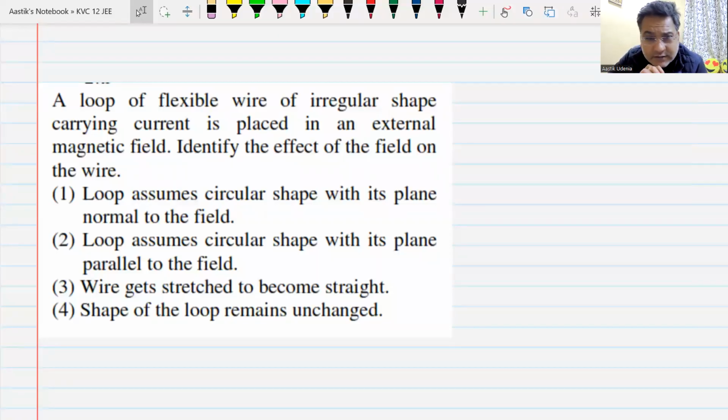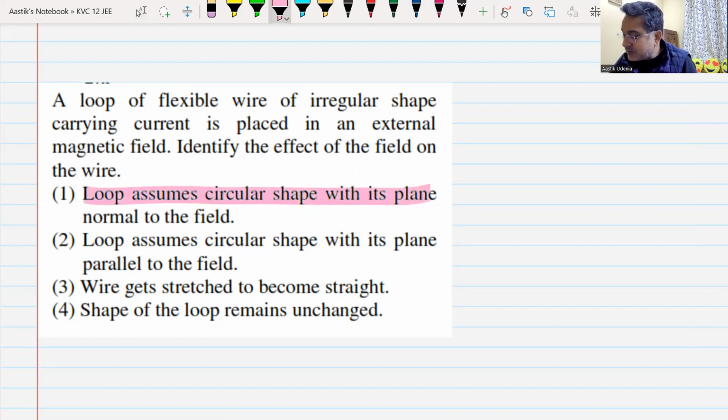It will obviously assume a circular shape, any shape wire. It will assume a circular shape. Yes or no? Yes, sir. What will be the plane of this loop? Will it be parallel to the field? It can never be parallel to the field because it will experience force in the perpendicular direction. The loop would be normal to the field.